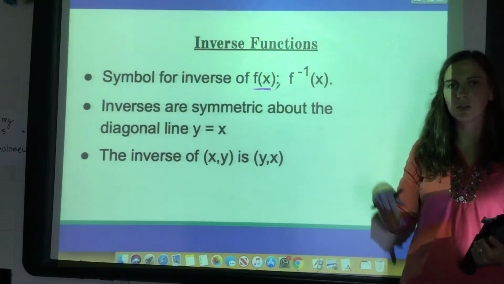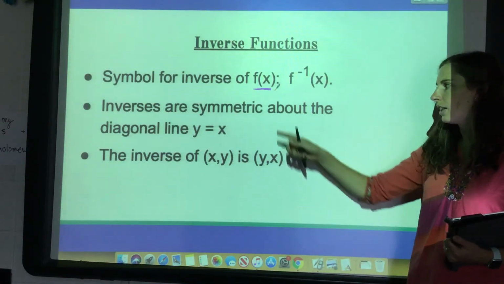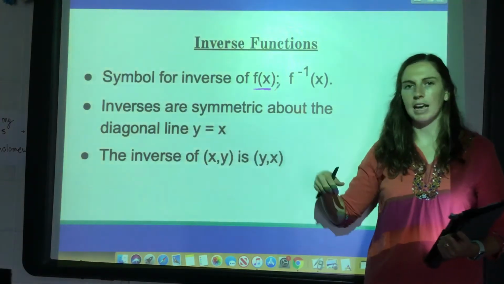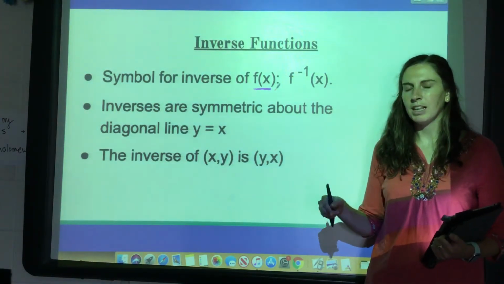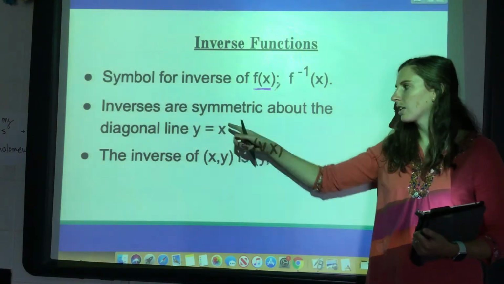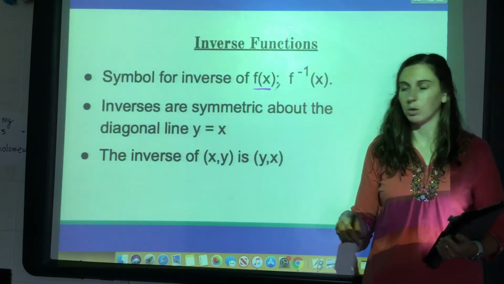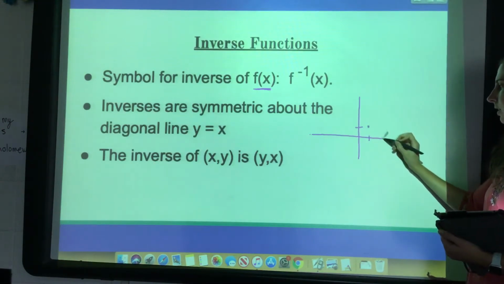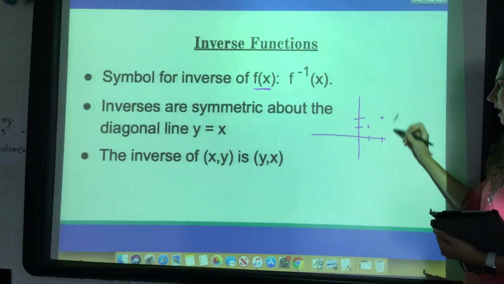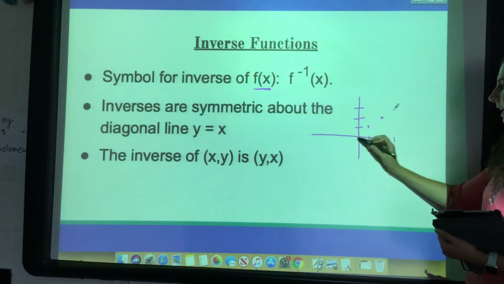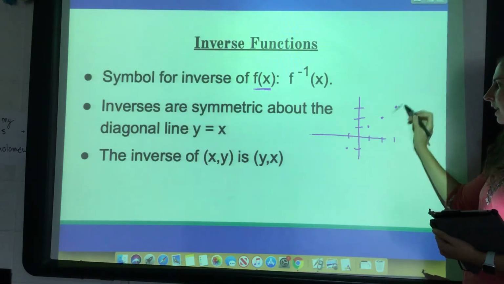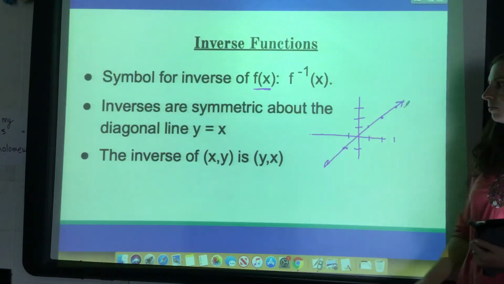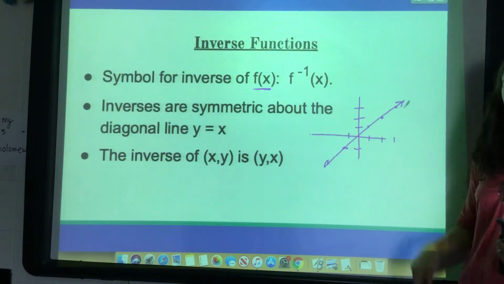Inverses, like you may have noticed on that previous picture, are always symmetric about the line y equals x. If you remember, that's a diagonal line where the x values and y values are equal. It's this line right here. It goes through 1, 1, and 2, 2, and 3, 3, and it goes through -1, -1. It's this diagonal line. Because it's literally where y equals x.